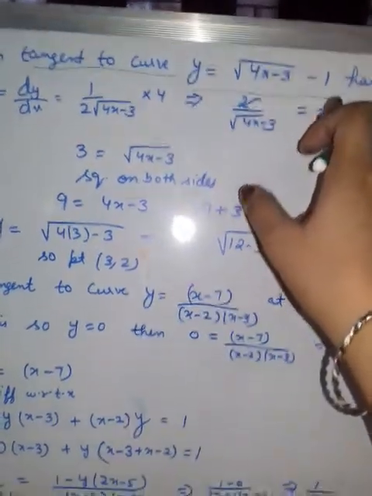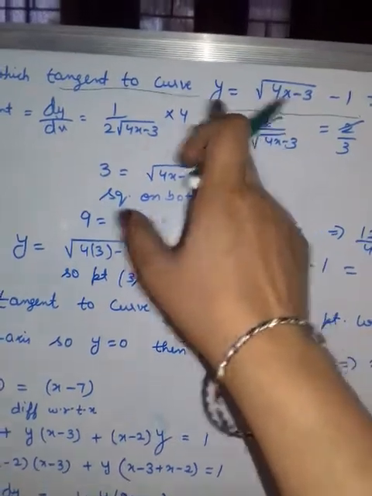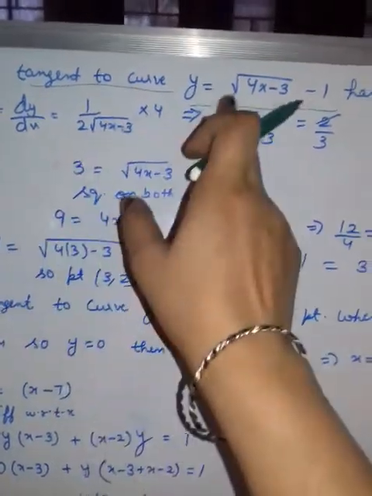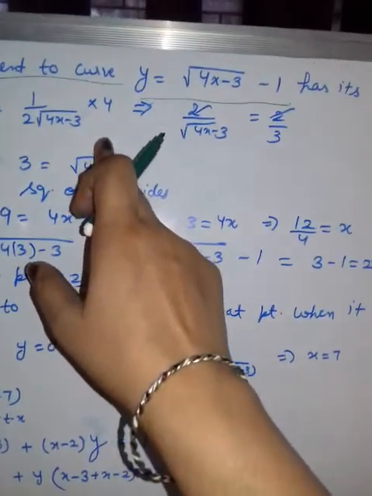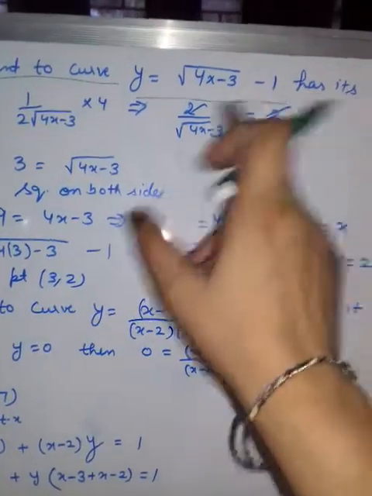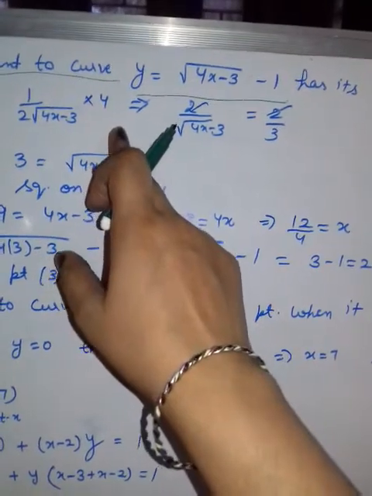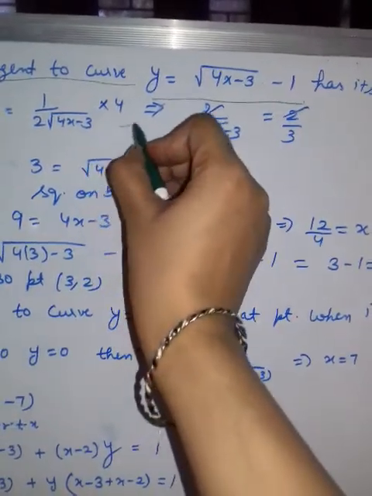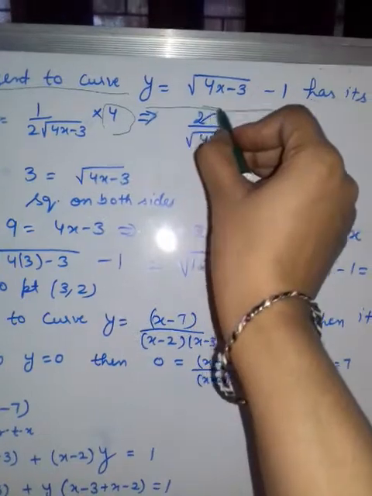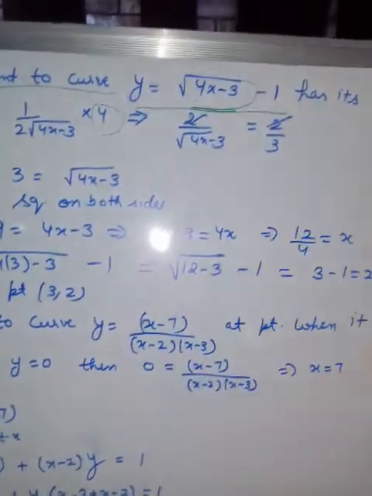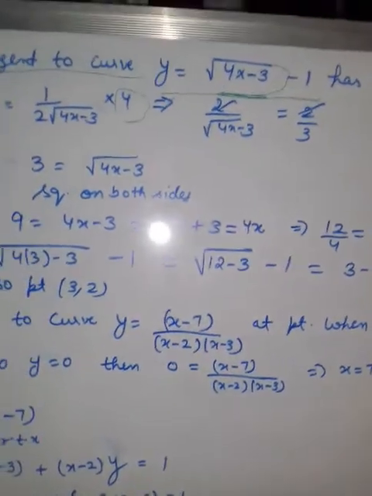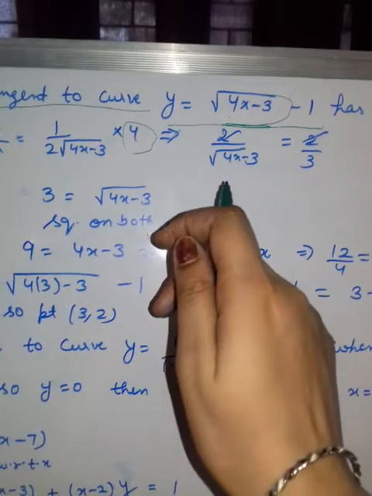Differentiate with respect to x: dy upon dx is equal to 1 upon 2 root 4x minus 3, and this 1 has no value, you will keep it the same. And you know how it came: you have to take the derivative of the inside. So the derivative of 4x is 4, and 3 will be 0 because it is a constant. Then I simplify it: 4 upon 2 root 4x minus 3.